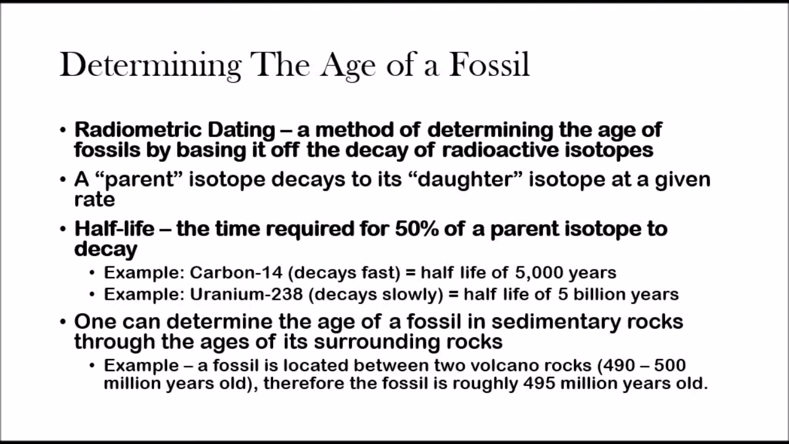For example, carbon-14 decays relatively fast. The half-life of that is 5,000 years. Uranium-238 decays relatively slow. The half-life of that is 5 billion years. So one can determine the age of the fossil in sedimentary rocks through radiometric dating, as well as by looking at the rocks which are surrounding it. So, for example, a fossil located between two volcanic rocks, which are typically 490 to 500 million years old, can be thought to be 495 million years old because they're in between.